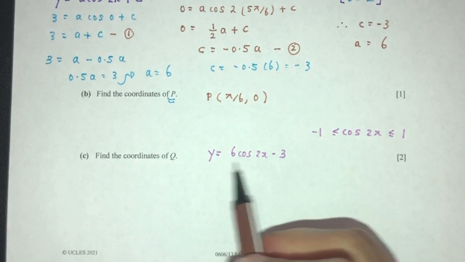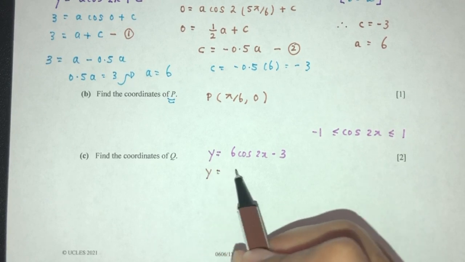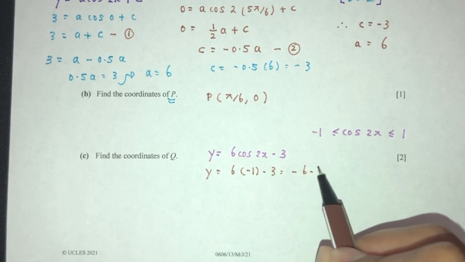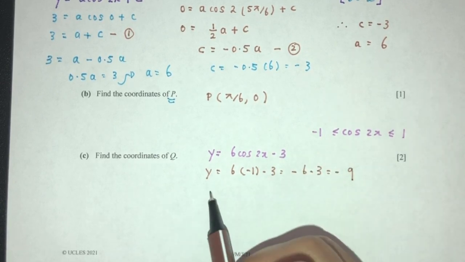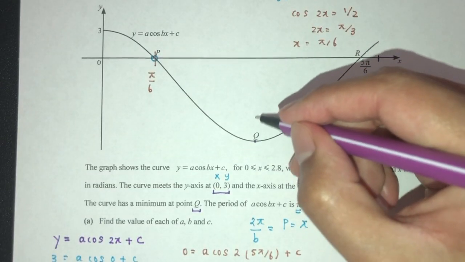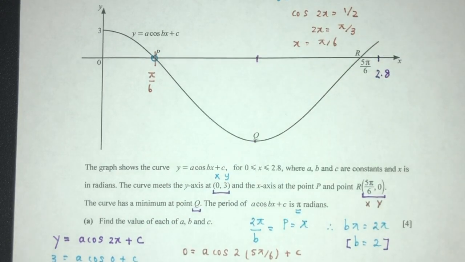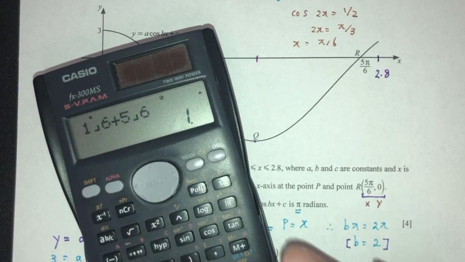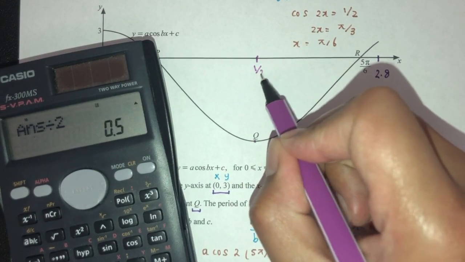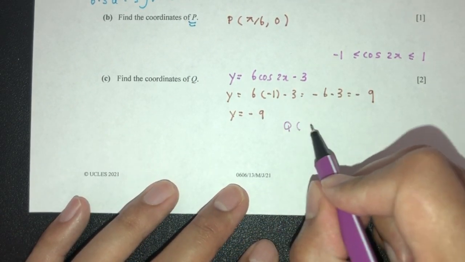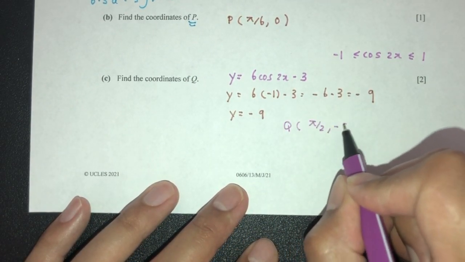So when do you think it will have a minimum value? Obviously, it will be minimum when cos 2x is minus 1. So that will become minus 6 minus 3, and that will be minus 9. So y will be the value of minus 9. Now what is the value of x? It will be exactly in between, because these graphs are symmetric. So 1 over 6 plus 5 over 6 divided by 2 will be half, which is pi by 2, by the way, because here we have pi, don't forget that. So the point Q, by symmetry, will be pi over 2, and then minus 9 for the minimum point.